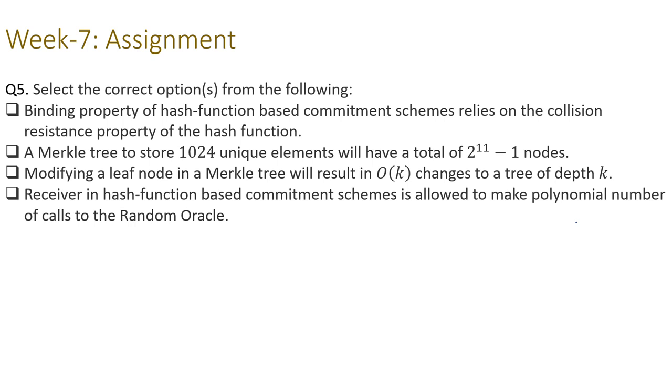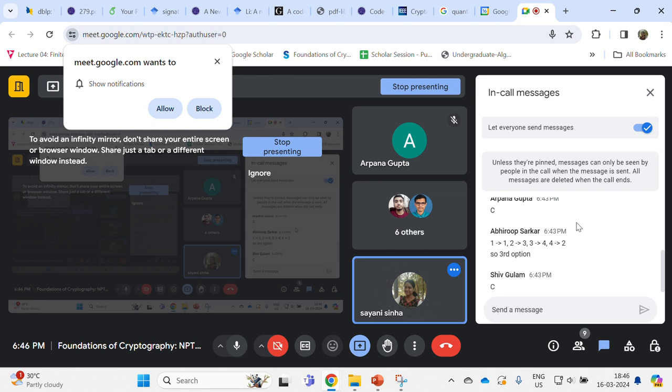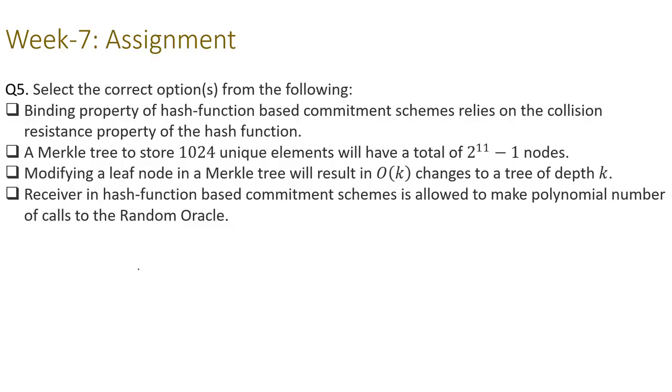Okay, so next question, select the correct options from the following. Binding property of hash function based commitment schemes relies on the collision resistant property of the hash function. So quickly you can write in the chat, is it true or false? Does collision resistance property suffice to ensure binding property of a hash function commitment scheme? BD, she is saying correct options. So you are saying this is wrong.